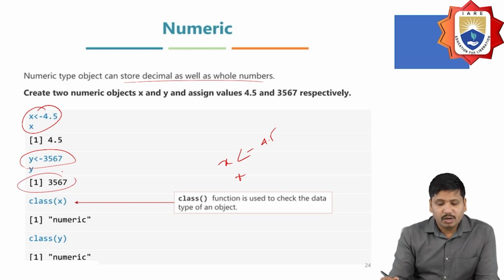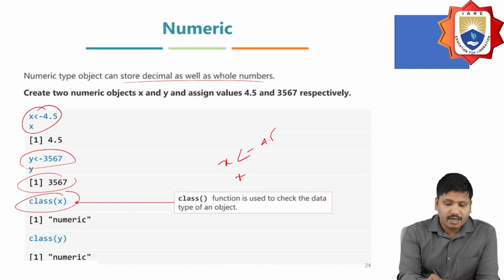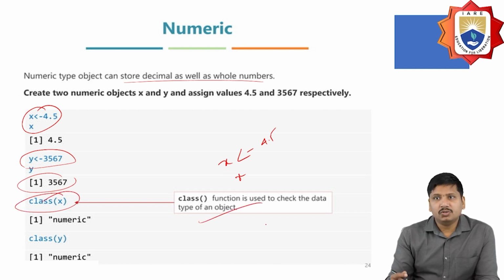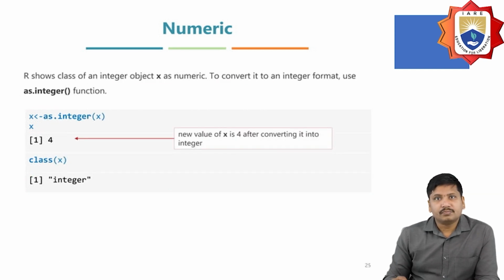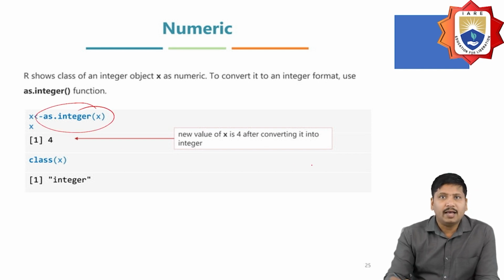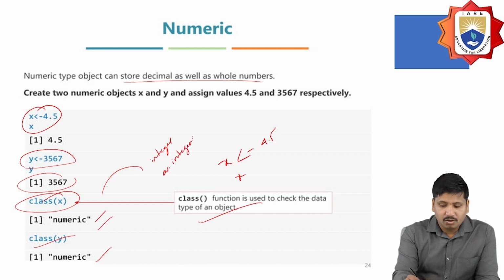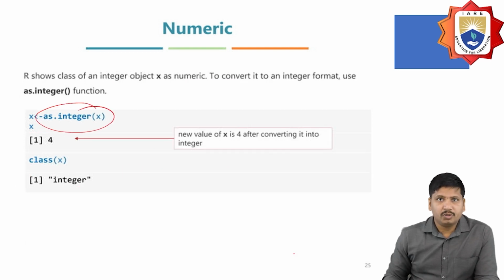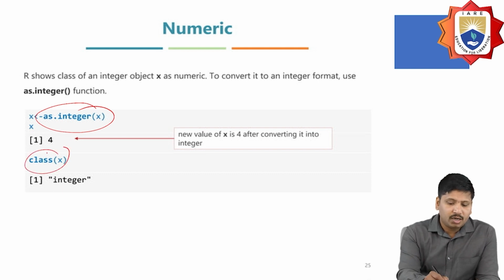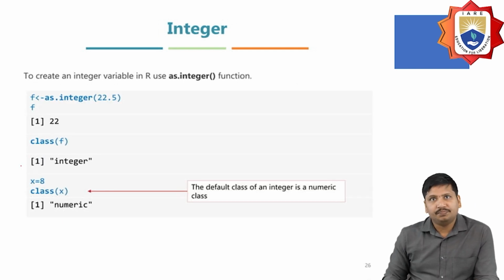And suppose I want to know the class of x and y, so I have the function class of x. The class function is used to check the data type of an object, and class of y I can also find. Similarly, if I want to convert into an integer, then we have a function called as.integer of x. Previously these values were numeric. If I write as.integer of x, the value is going to be converted into integer. In order to check that, I make use of the function class of x.